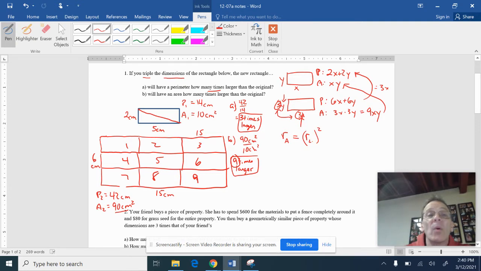Okay? When we talk about tripling the dimensions of the original rectangle, we're talking about creating a rectangle whose length is 3 times, all the lengths are 3 times the original. The ratio of the 2 lengths is 3 to 1 when you create a new rectangle whose dimensions are 3 times as much as the other. Okay? Here's another way of putting it.